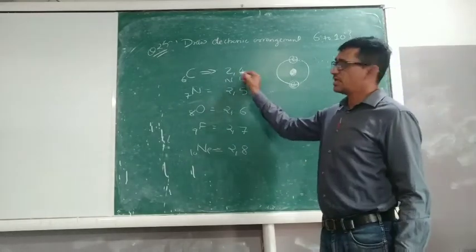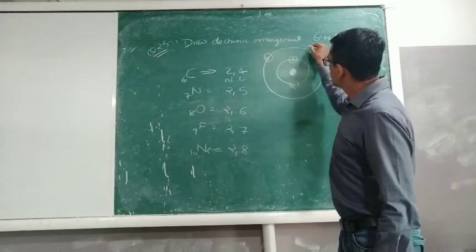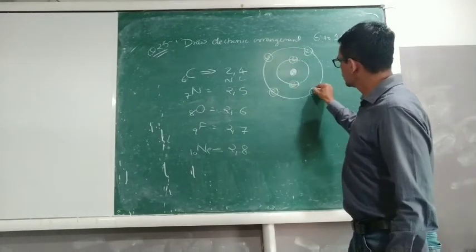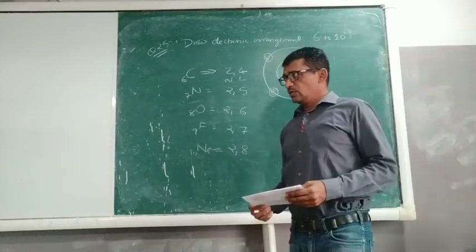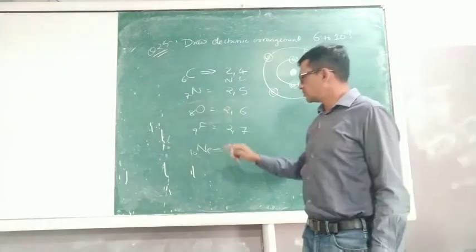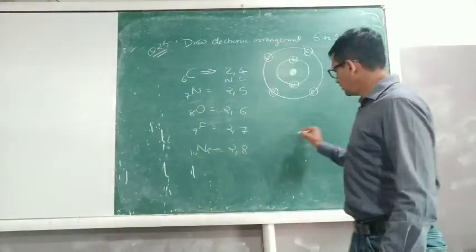Similarly, in the second shell there are 4 electrons. So in the second circle you have to draw a total of 4 electrons. Similarly, in all others you have to draw the same. Suppose we draw fluorine or neon, the same way you have to draw.